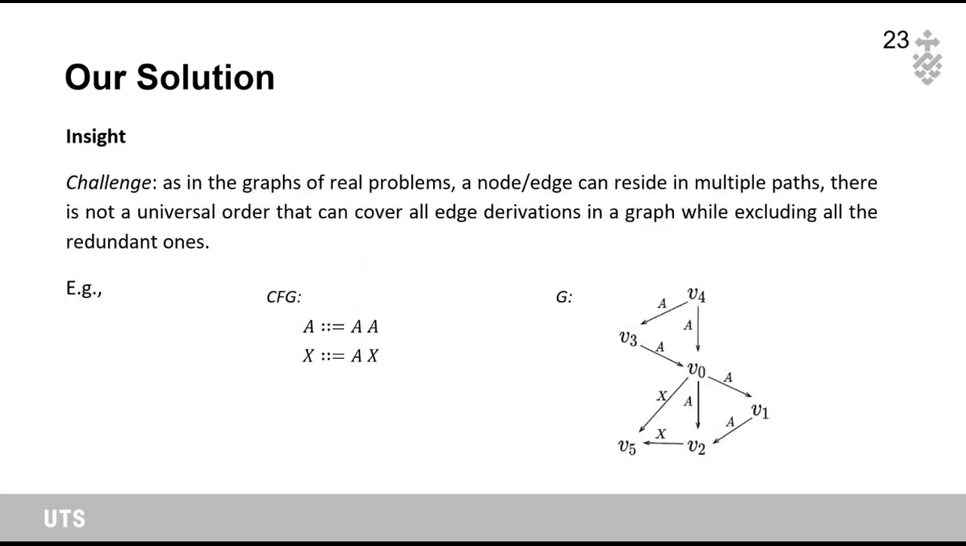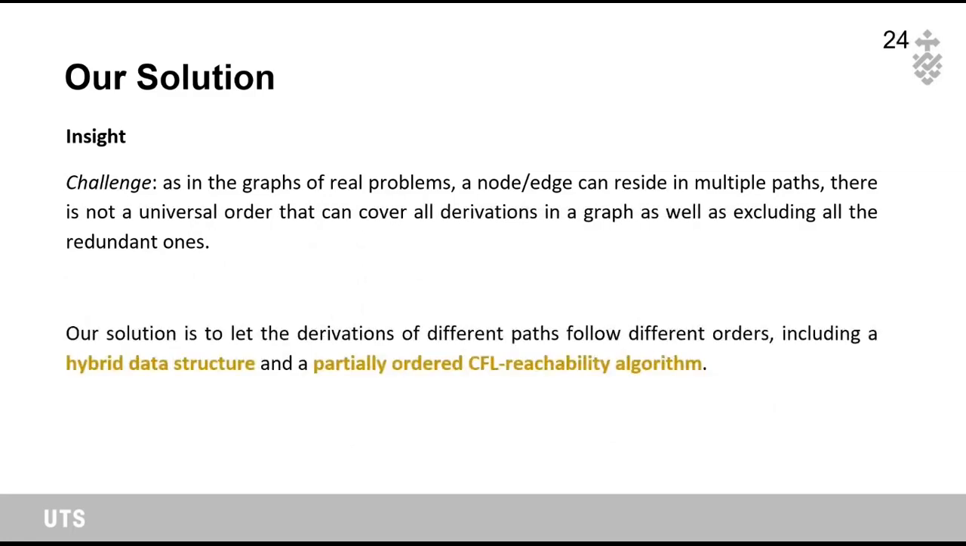Although the insight is direct, developing a reliable approach is challenging. As shown in the following graph, in real problems, a node or an edge can reside in multiple paths, so there's not a universal order that can cover all the edge derivations in a graph while excluding all the redundancy. Our solution is to let derivations of different paths follow different orders, and the technique is comprised of a hybrid data structure and a partially ordered CFL-reachability algorithm.